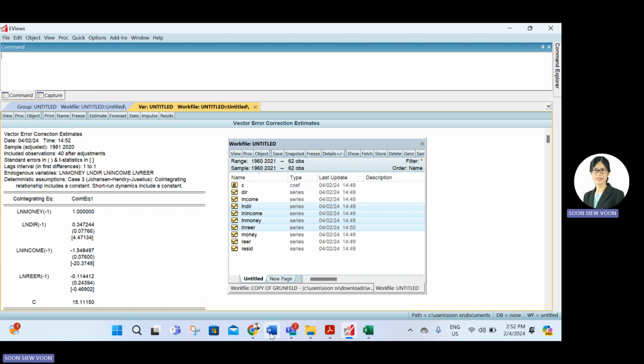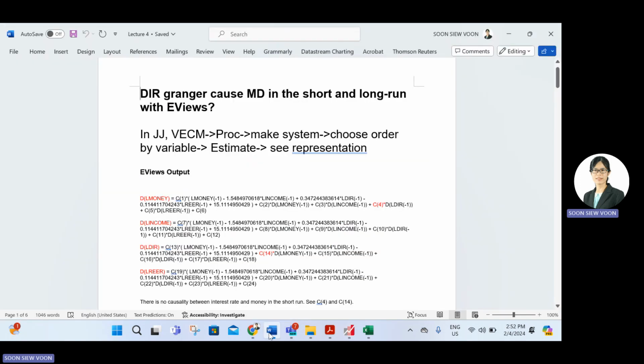Then what I am interested in here is to use this Johansen and Juselius approach to answer the question: is it that the interest rate Granger causes money in the short run and long run with EViews? So how can I use the Johansen and Juselius approach to answer this question? Based on the error correction model, we look at the ECT term, but this one is a single equation approach. How about the Johansen and Juselius approach?